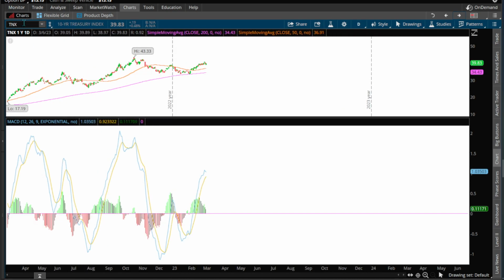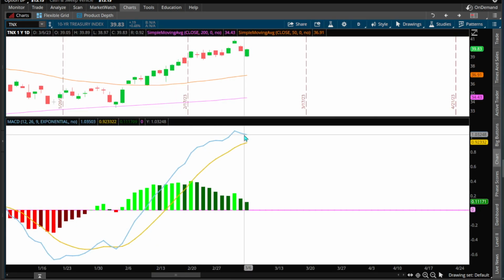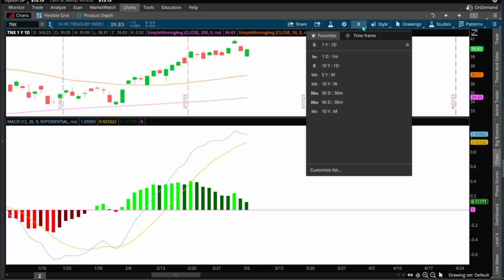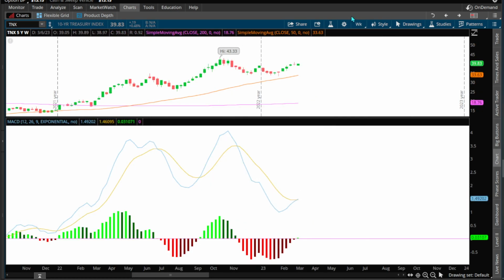Now if we're looking at TNX, which is the 10-year yield index, let's go ahead and look at the 1 year, 1 day. So this does look like it could potentially curl over and have a bearish crossover, but obviously the conflicting information right here is the weekly. So if we're looking at the weekly right here, you guys can see that this is a bullish crossover, which is not good for equities. Let's go ahead and look at the next ticker.